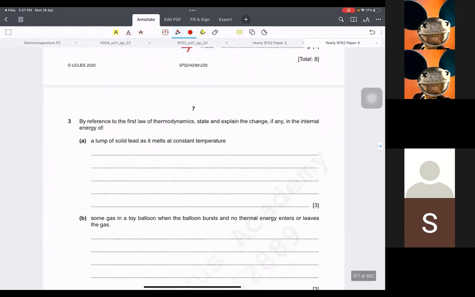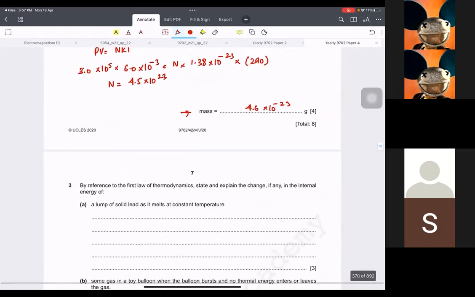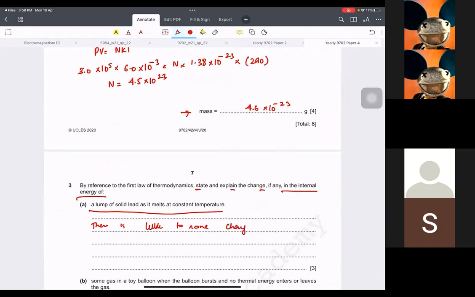Now, by reference to the first law of thermodynamics, state and explain the change, if any, in internal energy of a lump of solid that melts. If the solid melts, there is little to no change in volume because it's just the same. Hence, work equals 0.